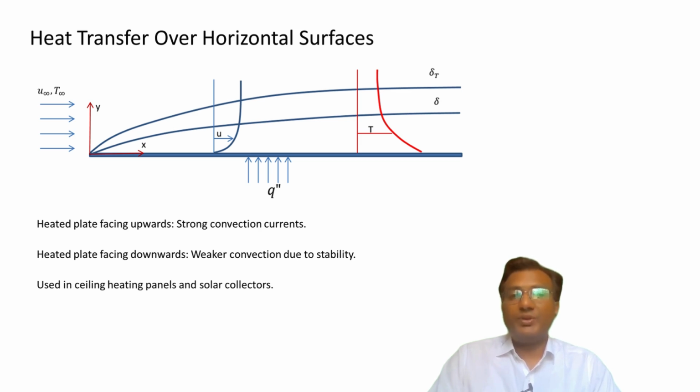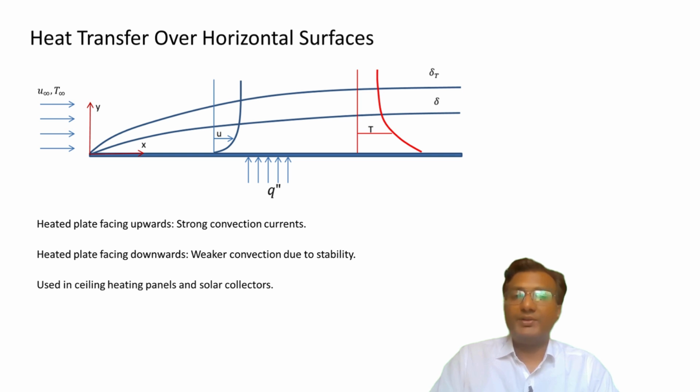The Nusselt number correlation for the horizontal surface depends on the Rayleigh number and its orientation, similar to vertical surfaces, but with different constants to account for the flow patterns. These principles are applied in ceiling heating panels, solar collectors, and electronic devices where horizontal surfaces are common. For example, the solar collector uses upward facing convection to absorb heat efficiently.